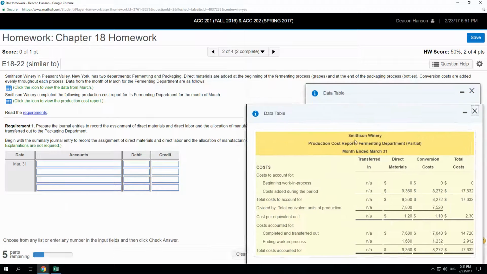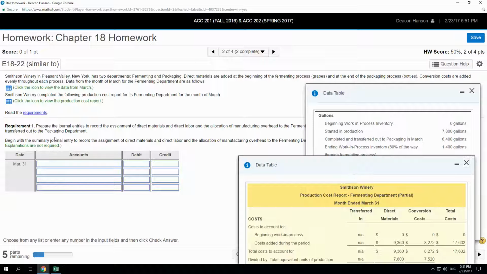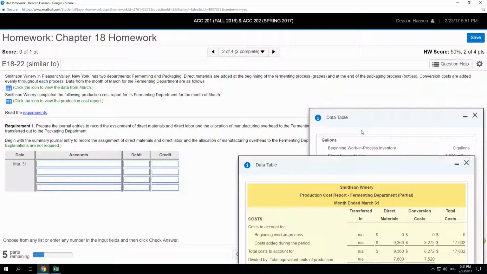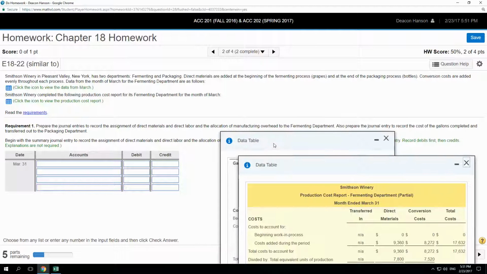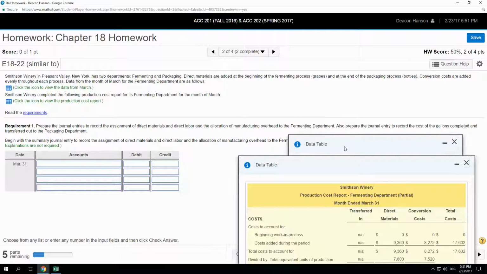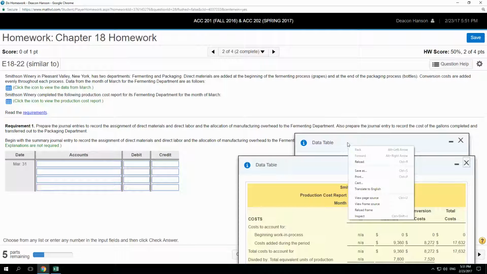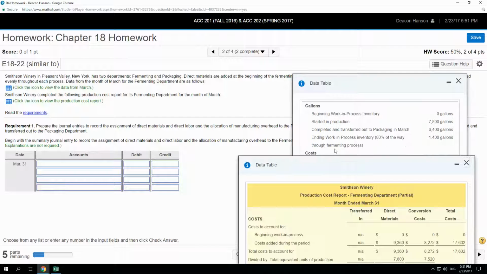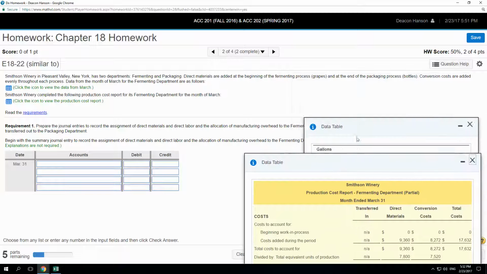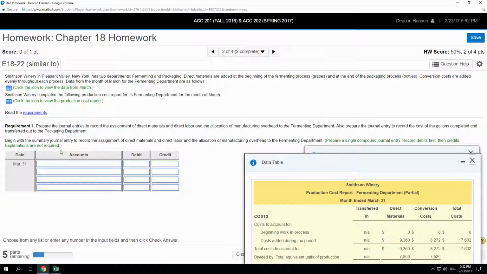So what are they asking me? They want me to prepare the journal entries to record the assignment of direct materials and direct labor and the allocation of overhead to the fermenting department. And then also prepare a journal entry to record the cost of the gallons completed and transferred to the packaging department. Okay, so we're going to begin with a summary journal entry to record the direct material.